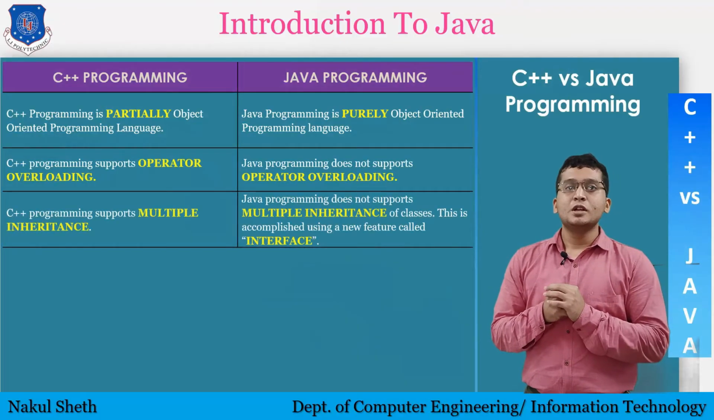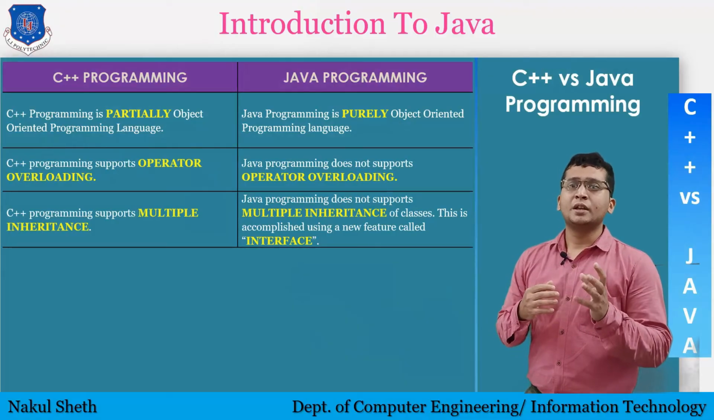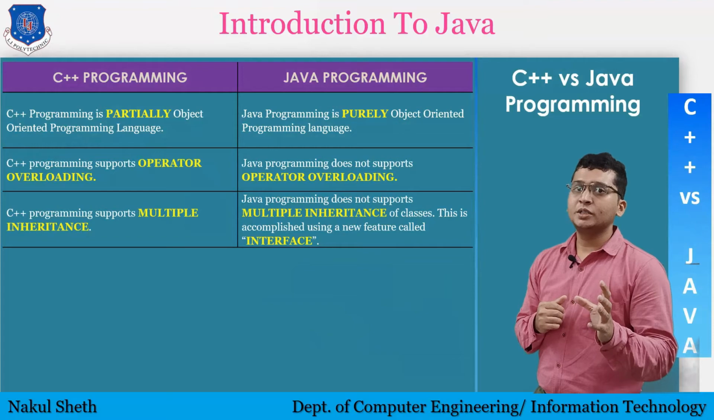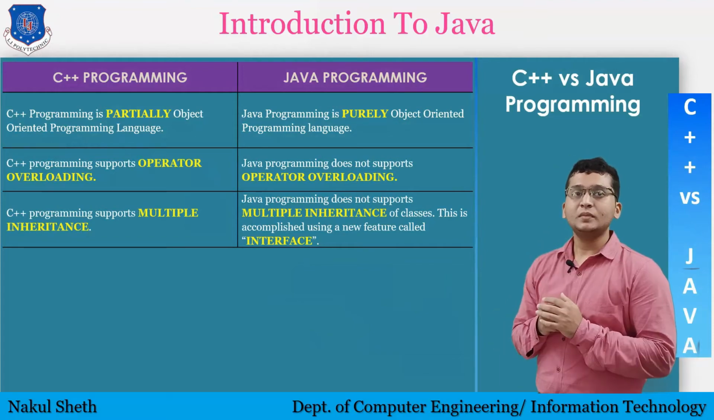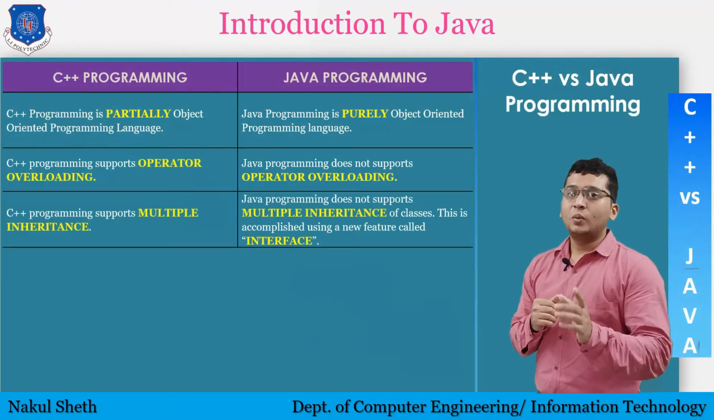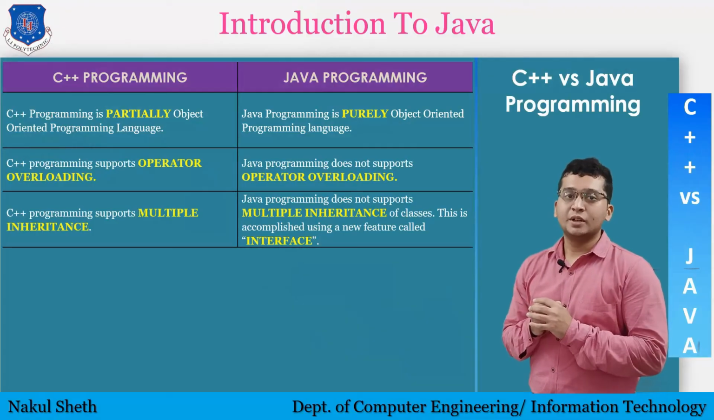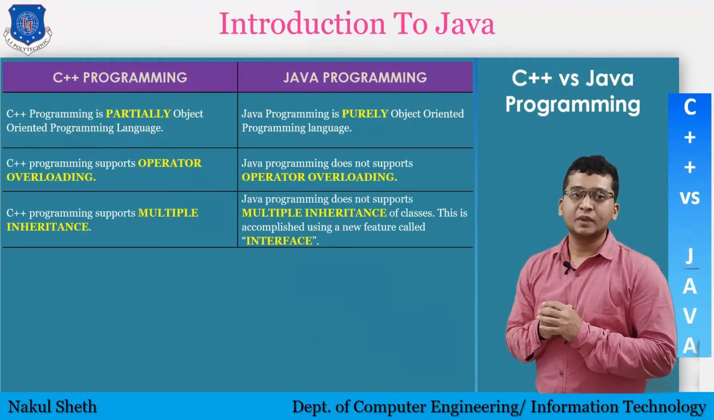Third difference, C++ supports multiple inheritance, which means a child class can have two different parent classes, so we can inherit properties from two parent classes in C++ programming. But Java doesn't support multiple inheritance, but we can implement multiple inheritance with the help of an interface. Now, what is this interface? That will be discussed later.